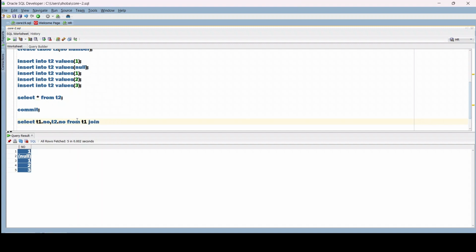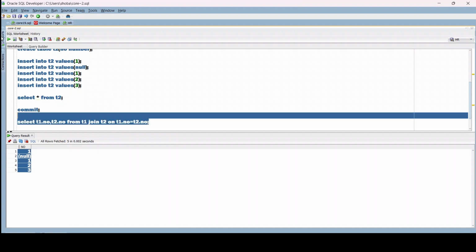From table T1 inner join table T2. Whenever you are using a join, you should use the ON keyword to write the condition: T1.number equal to T2.number. Now select the statement and execute it. See here, we got the result for the inner join.